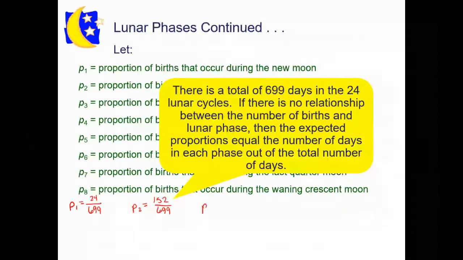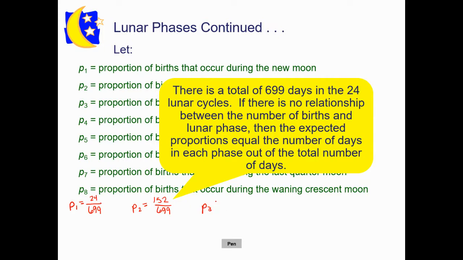So P3, we would have, again, 24 over 699. And we would just keep going. And then P5, or not P5, P8. P8 would be 152 out of 699.